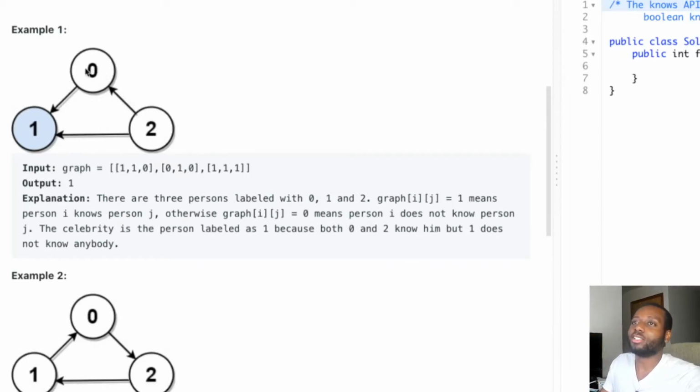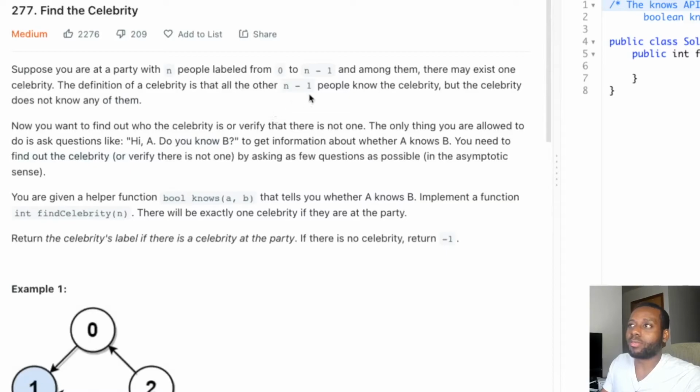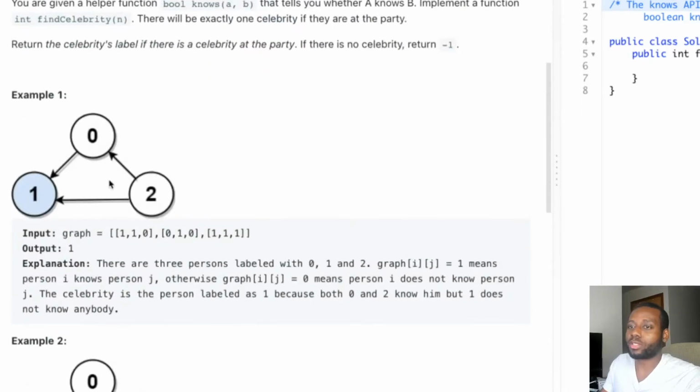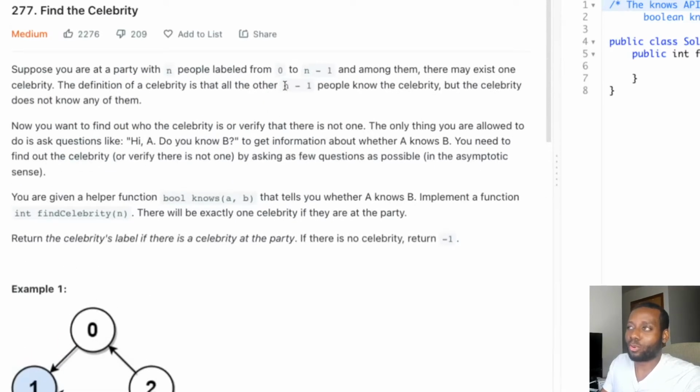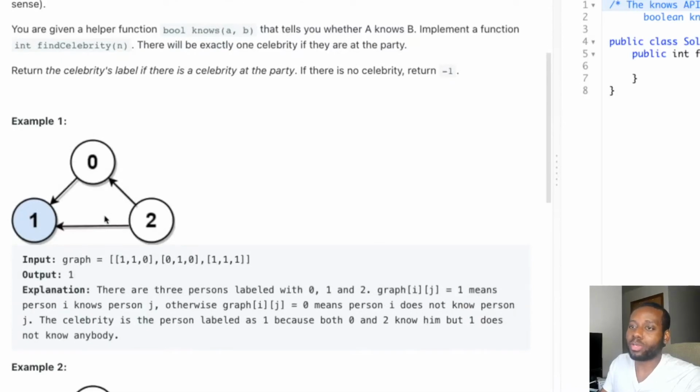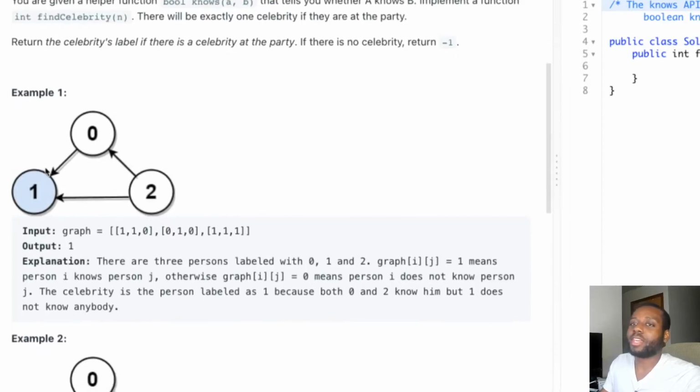So, 0 knows 1, right? And 2 knows 1, right? And 2 also knows 0, right? So we see that they said a celebrity is a person that knows nobody, right? But all the other n minus 1 people, which is the 2 people left, there's 3 people, so n minus 1 people, which is 2, know 1, right? They know 1, guys.